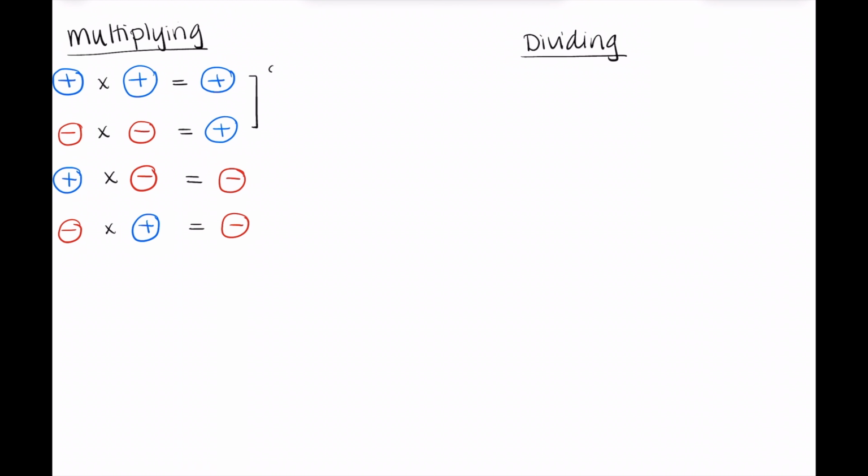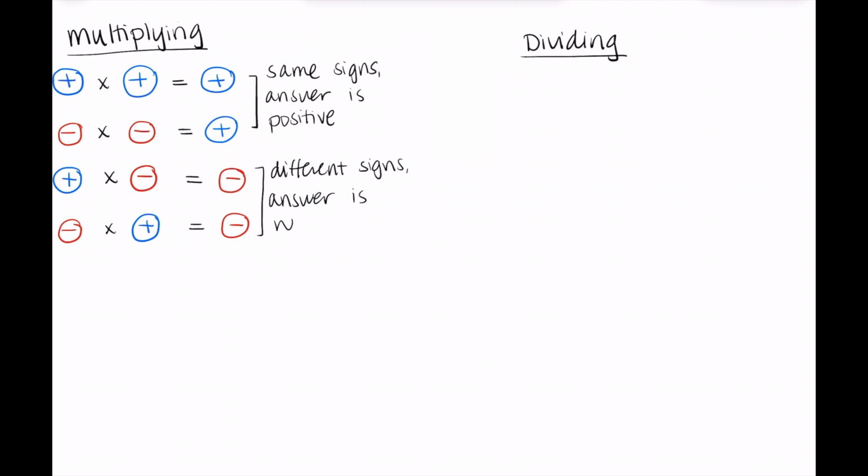So if we look at the multiplication rules that we just wrote out, if we look at the top 2, when we multiply with the same signs, our answer will be positive, right? Positive times a positive gave us a positive answer, and so did negative times a negative. So same signs will give a positive answer. The bottom 2, they have opposite signs, right? Or different signs. When we have different signs, we get a negative answer.